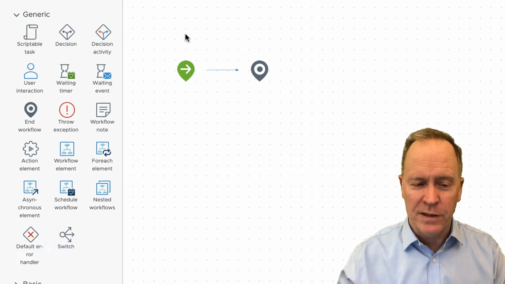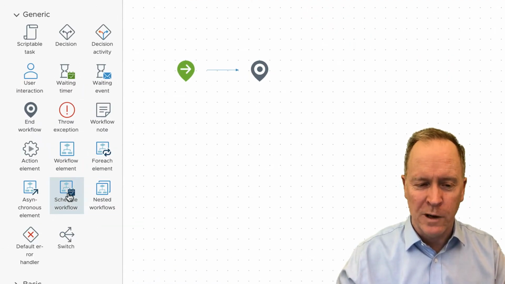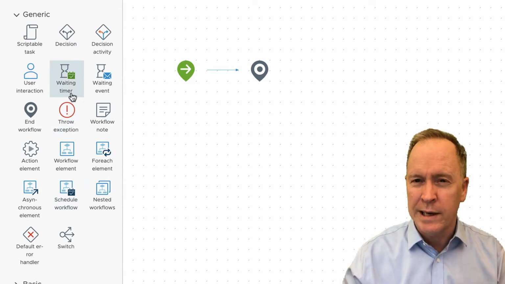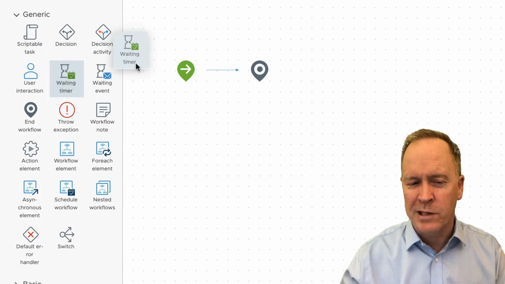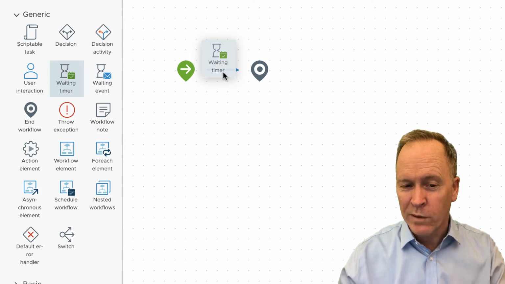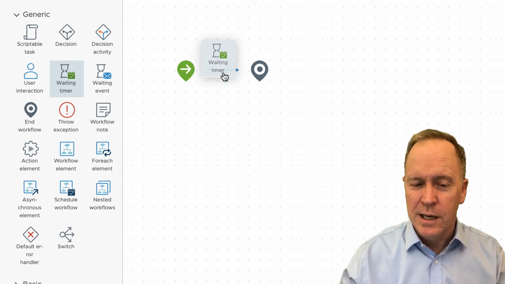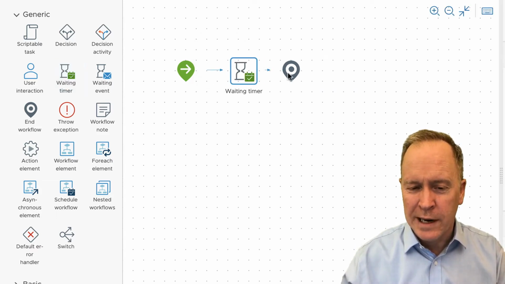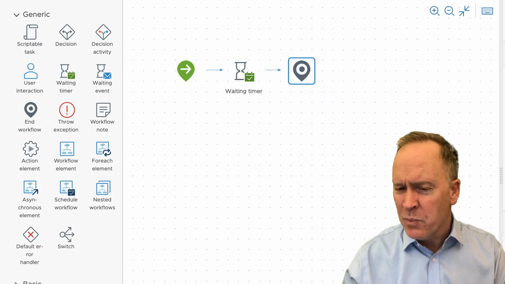And unlike that previous video where we used a schedule workflow, this time we're going to use something else called the Wating Timer schema element. So let's drag a Wating Timer schema element into our workflow where we want the workflow to pause. So here with Wating Timer, let me make this pretty, there we go.